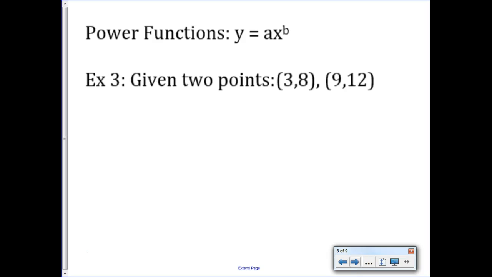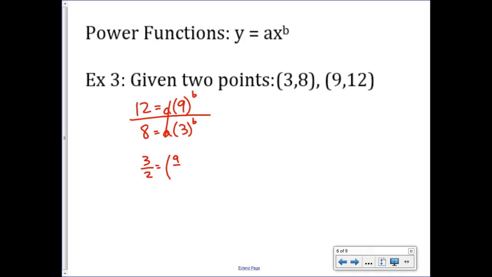All right, a power function switches that x and b value. So this time we have y equals a times x to the b. So here we can plug in 12 equals a times 9 to the b, and then we have 8 equals a times 3 to the b. I'm going to go ahead and divide those as well. So 12 divided by 8 is 3 over 2. They both divide by 4. The a's cancel.